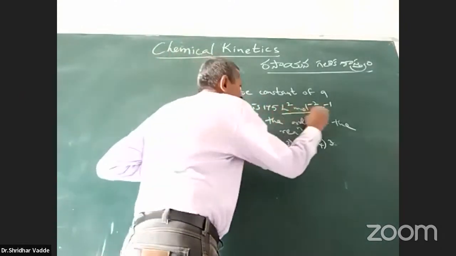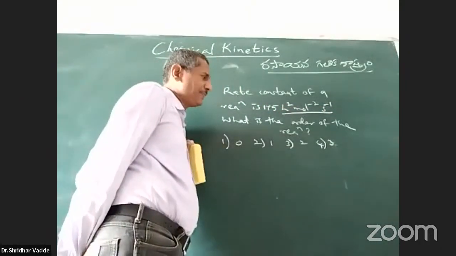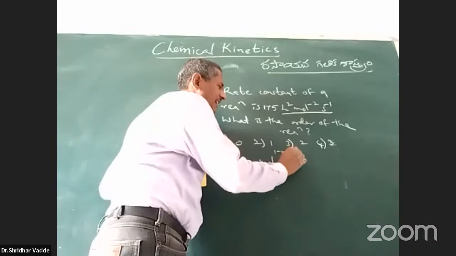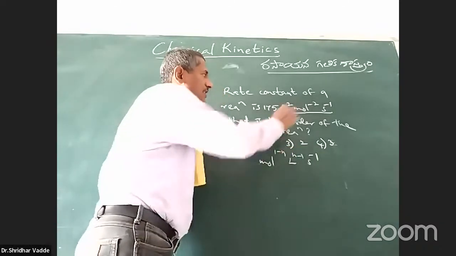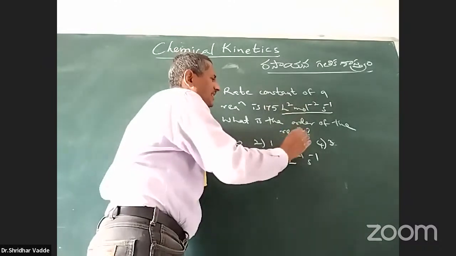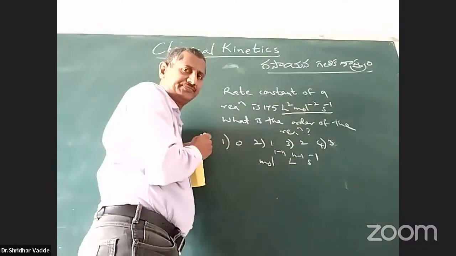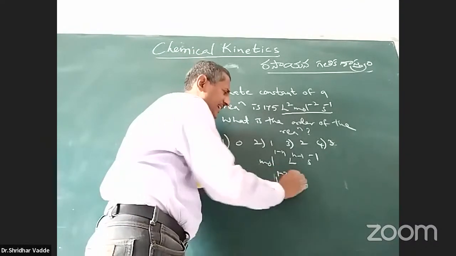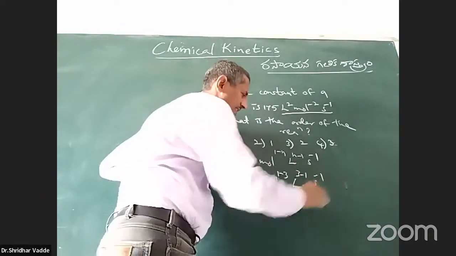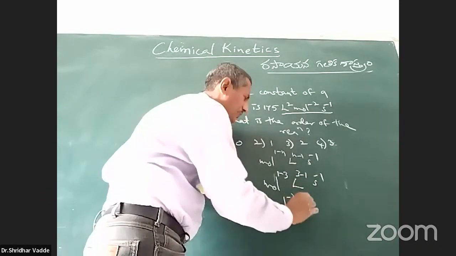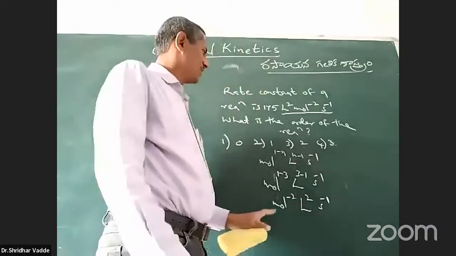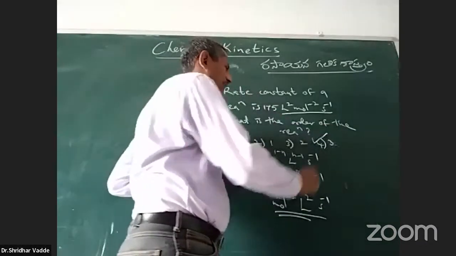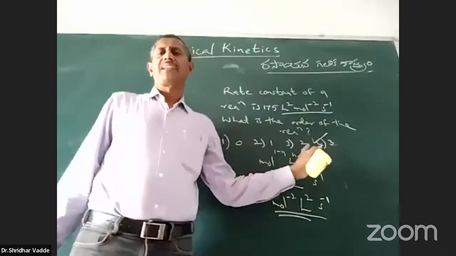Here, just by watching the units, we should be able to know the order of the reaction. Here we know the units are moles 1 minus n, liters n minus 1, second inverse. So definitely this is a third order reaction. Why? Because mole 1 minus 3, liter 3 minus 1, second inverse, so this is mole inverse 2, liter square, second inverse. So our option is 4. The order of the reaction is 3. In this way, we have to do this.